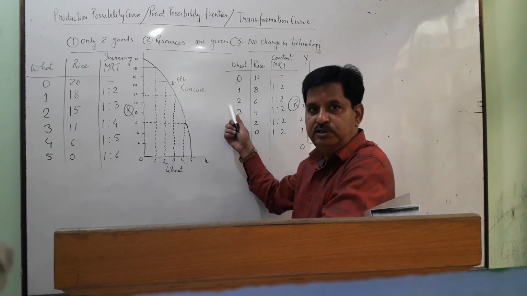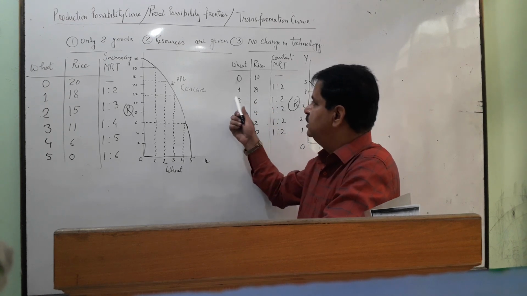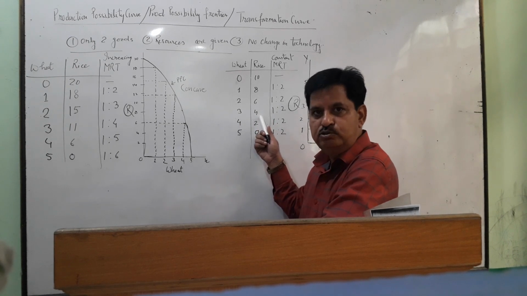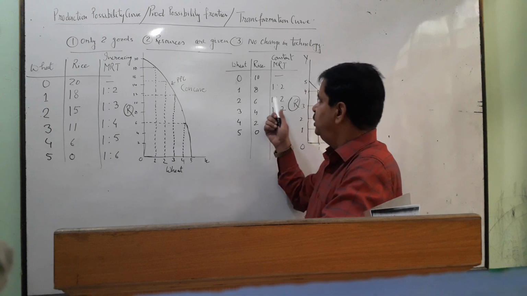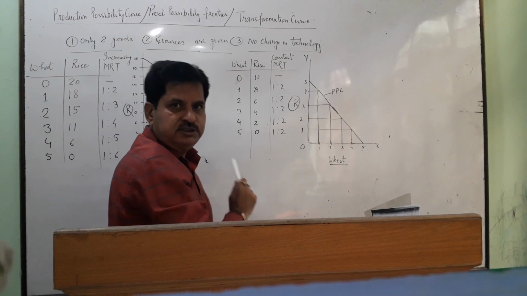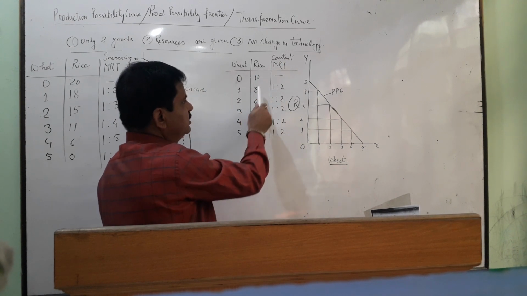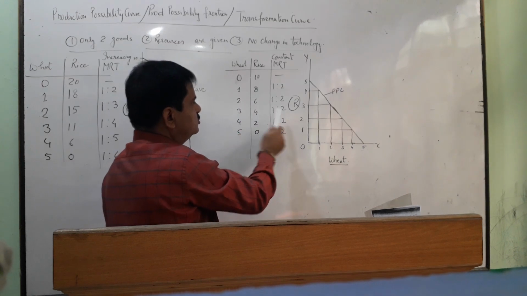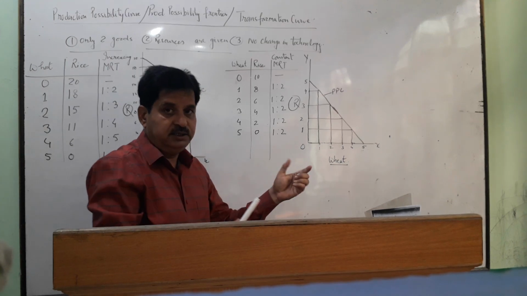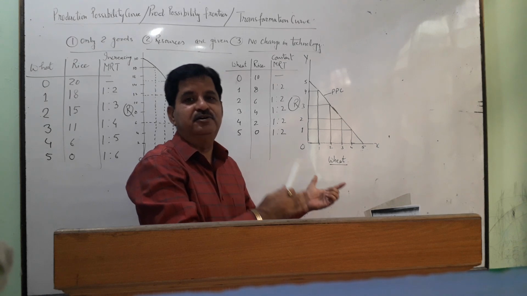Again we increase 1 quintal of wheat, we have to sacrifice 2 quintals of rice. Again we increase 1 quintal of wheat and we have to sacrifice 2 quintals of rice. So here we see that the marginal rate of transformation is constant, 1 is to 2, always. So the MRT is constant.